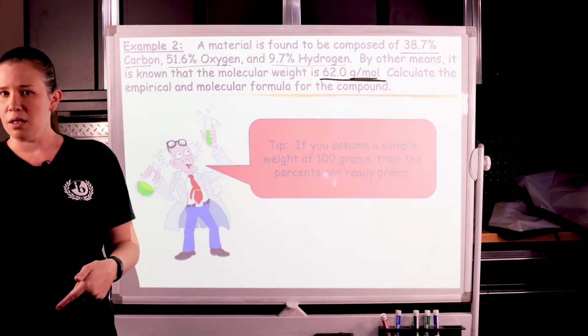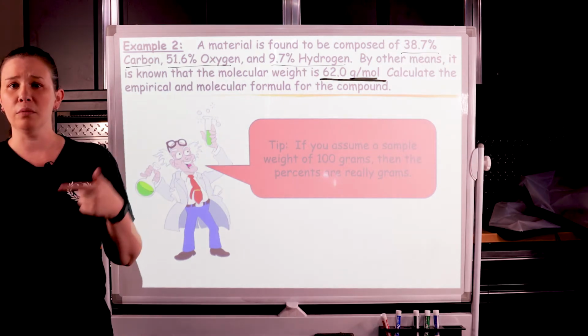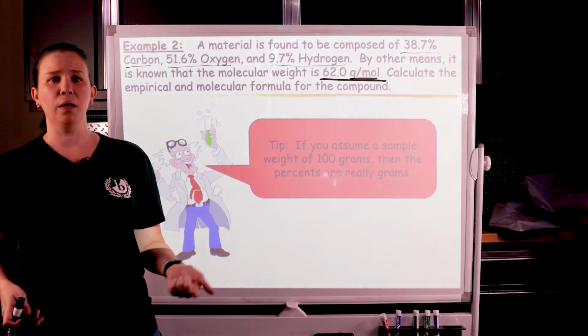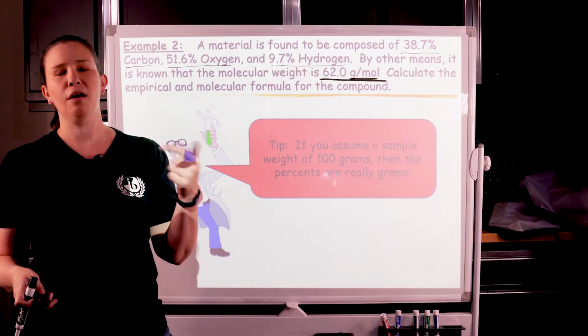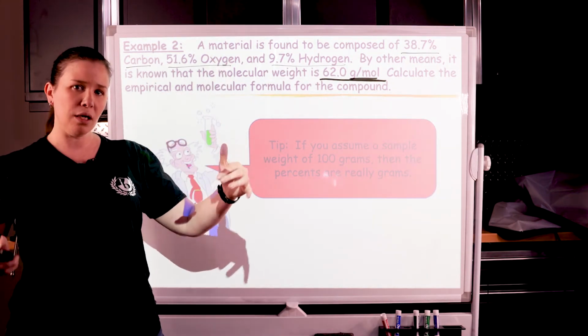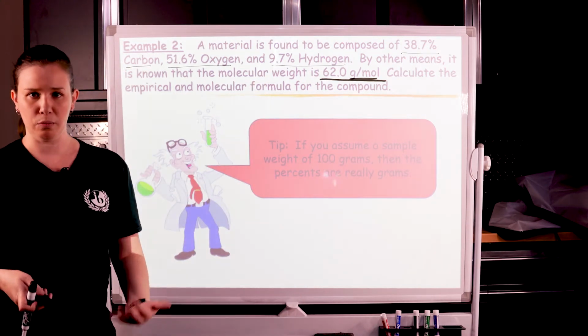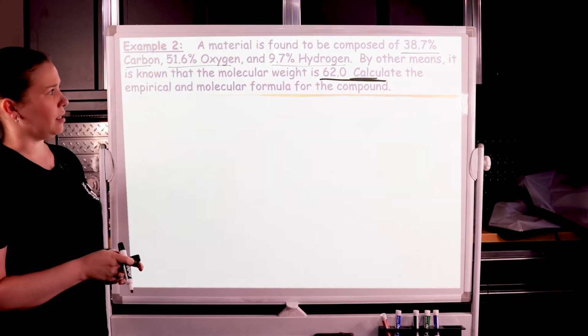But then what's the next thing we're going to have to do? Think back to the last question. We can't compare gram to gram. You have to compare mole to mole. So first thing we'll have to do after we get these into grams is convert to moles. Then we'll be able to compare the moles and start doing what we did last time.